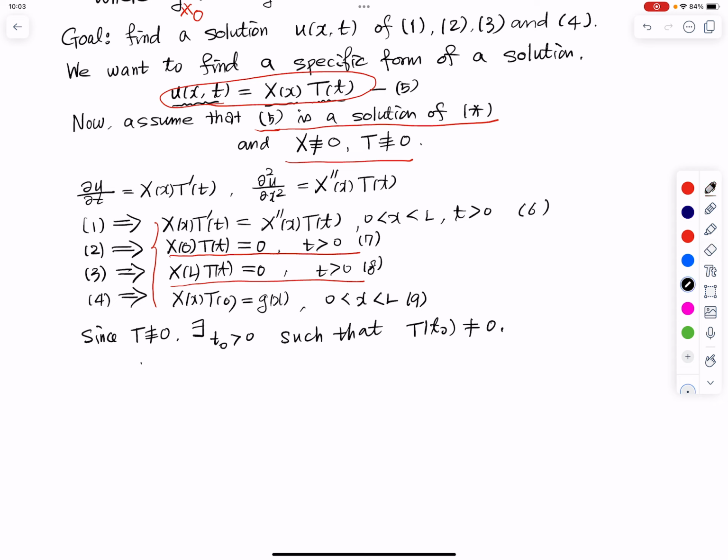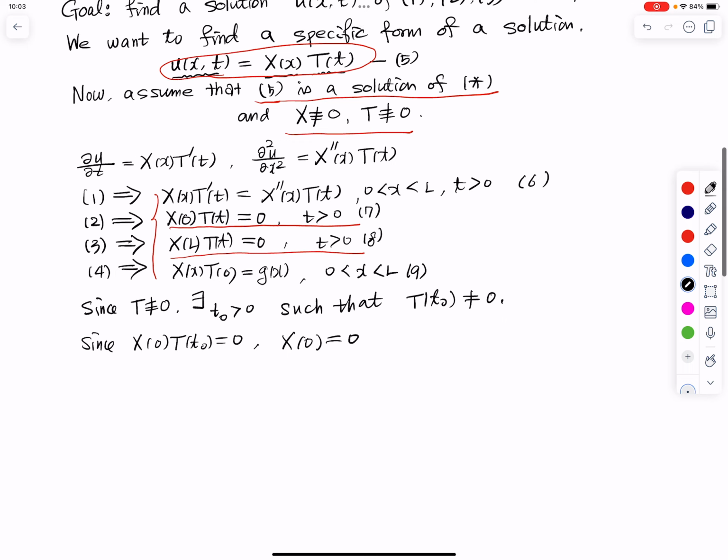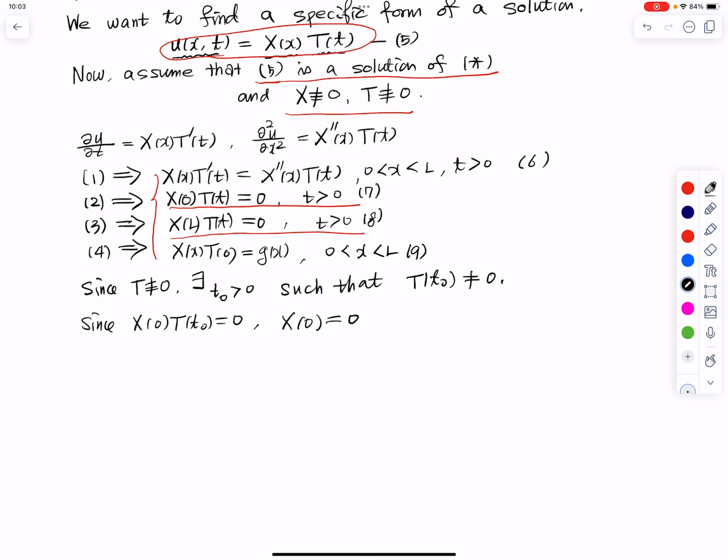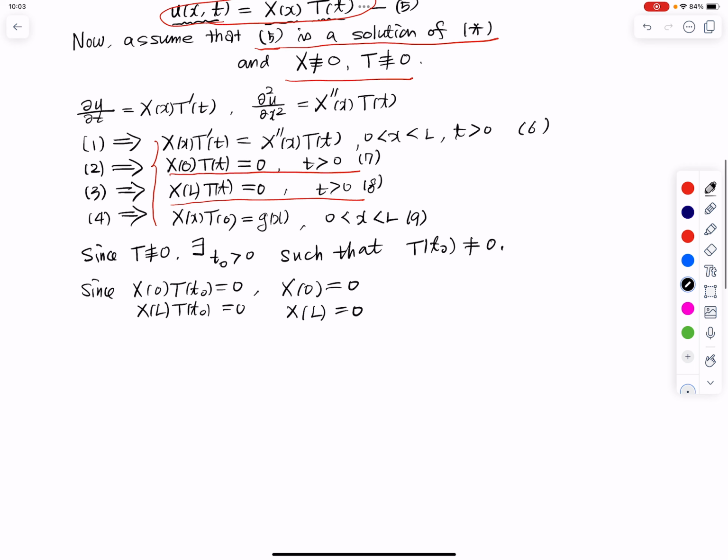We have x(0), and since t0 equals 0, x(0) should be 0. And also the same for x(L): t0 equals 0, that implies x(L) becomes 0. Okay, so equations 7 and 8 become this condition.